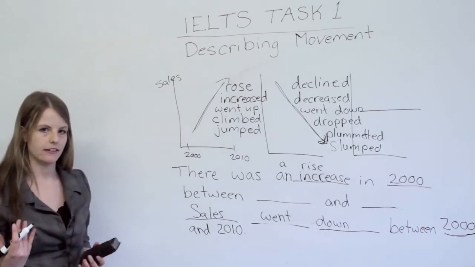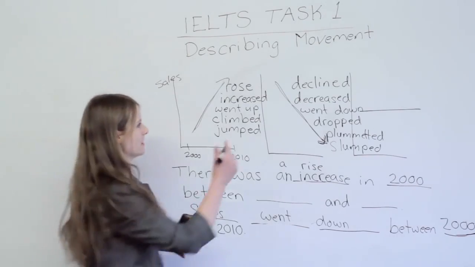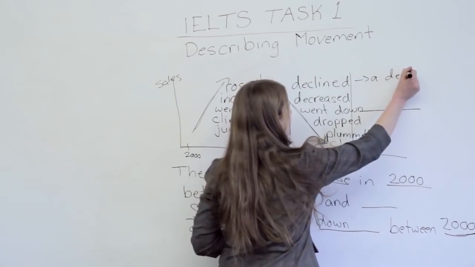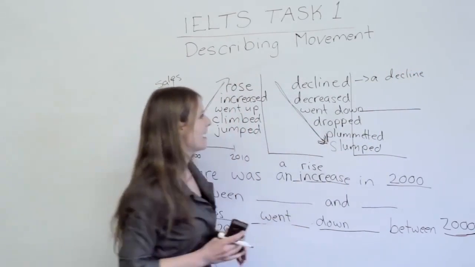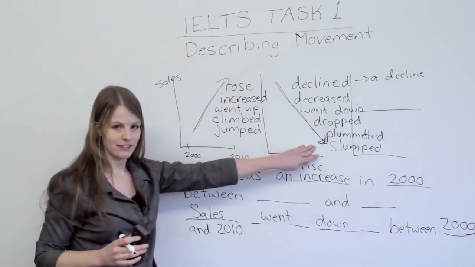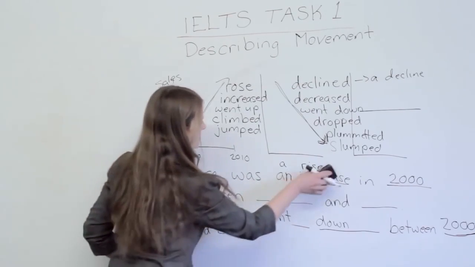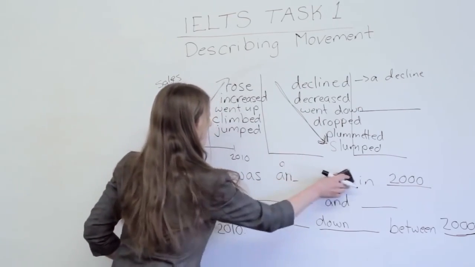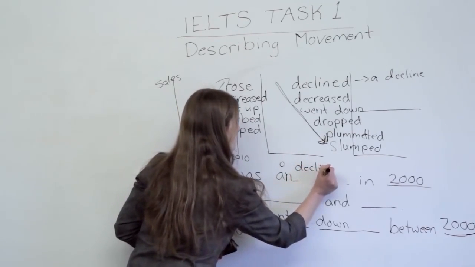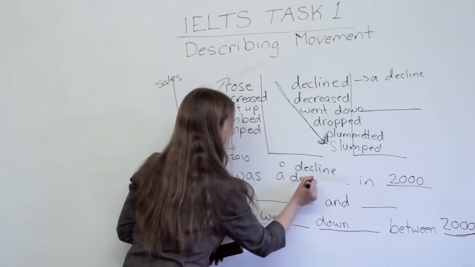If we decide to use a noun, we can say a decline, a decrease, a drop, a slump. So many of these also have a noun form. So there was a decline, a decrease, a slump.